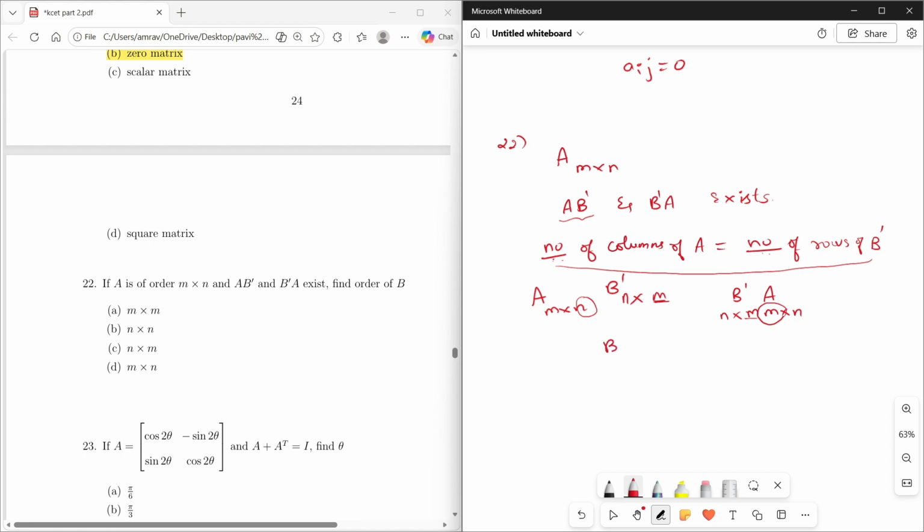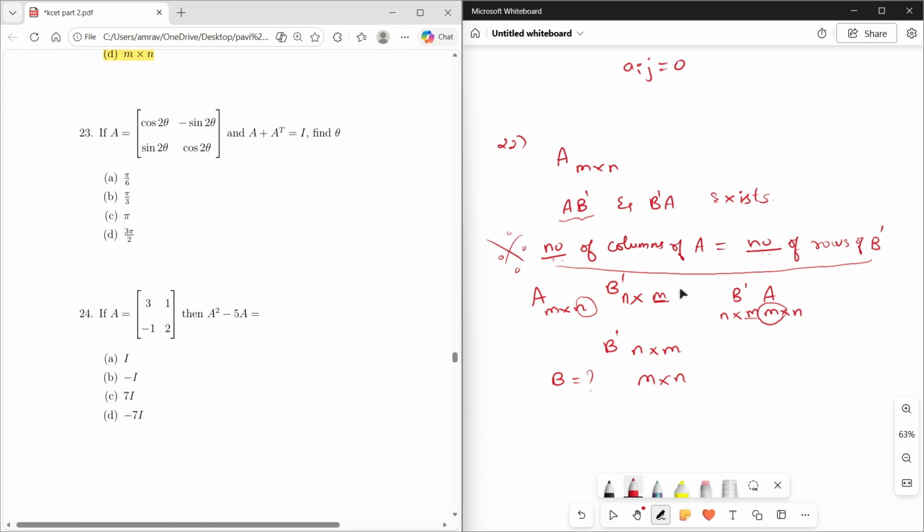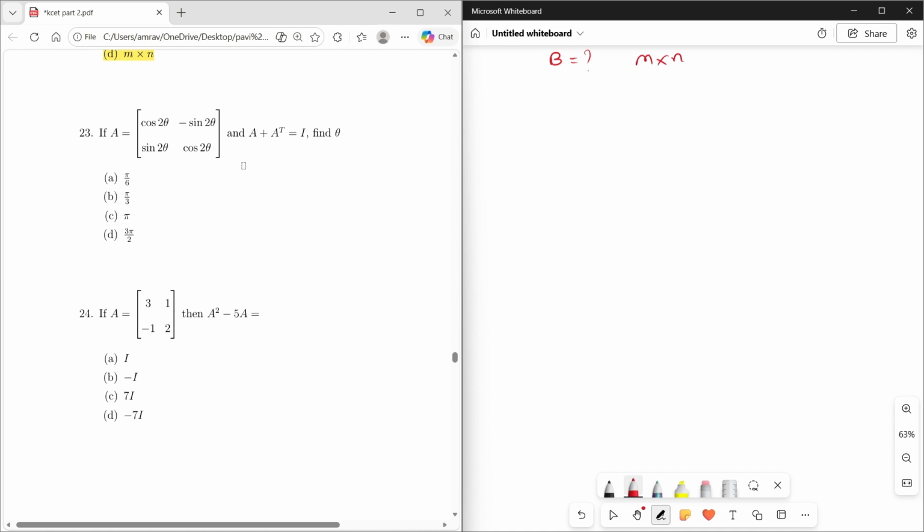Then what will be the order of B transpose? It is n cross m. But what is asked in the question is, what is the order of B? So order of B will be m cross n. So if you remember this one short trick, you will be able to find out the answer for this easily. So the option D is the right answer, which is m cross n. Okay. Moving on to the next question, a simple and direct question.